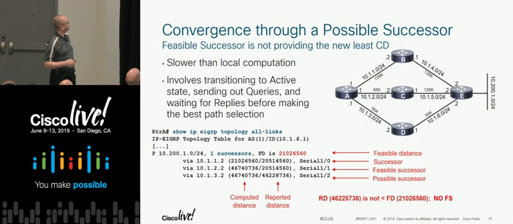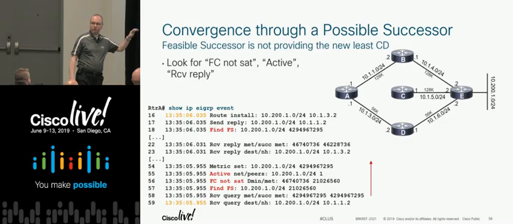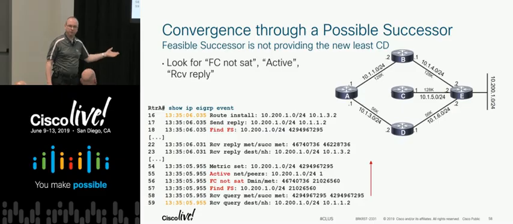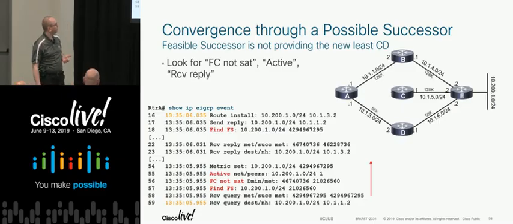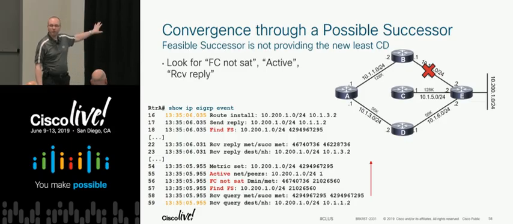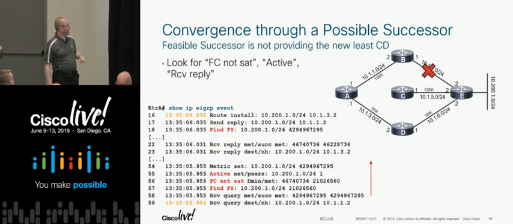What's happening here, I'm going to remove the link between A and C to also exhibit the possibility for a diffusing computation. And again, I'm going to fail the link between B and E. Now, if B fails, then A cannot converge through C, and since D isn't really passing the feasibility condition, it needs to ask. What you would see in this case, in the show ip eigrp events, is not only feasibility condition not satisfied, but also active. This active state means, well, you need to go active, you need to start querying.